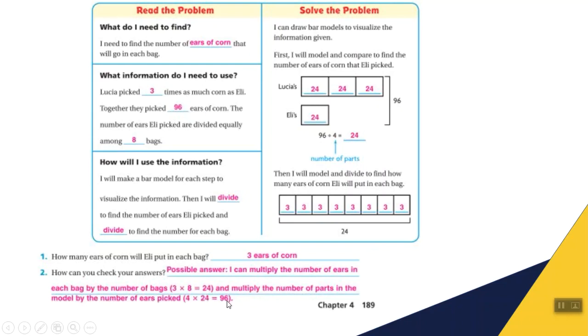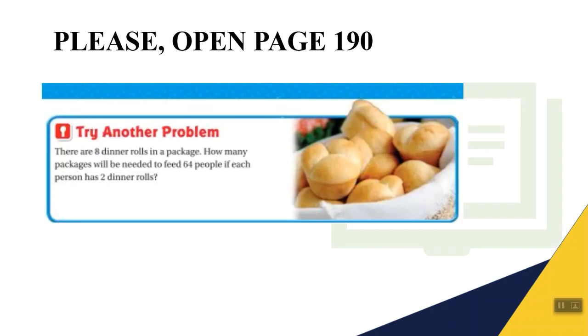So my number is the same. It means my result is also right. Perfect. Let's move. Turn on the page, guys. Open page 190. Let's read the question together. It says there are 8 dinner rolls in a package. How many packages will be needed to feed 64 people if each person has 2 dinner rolls?